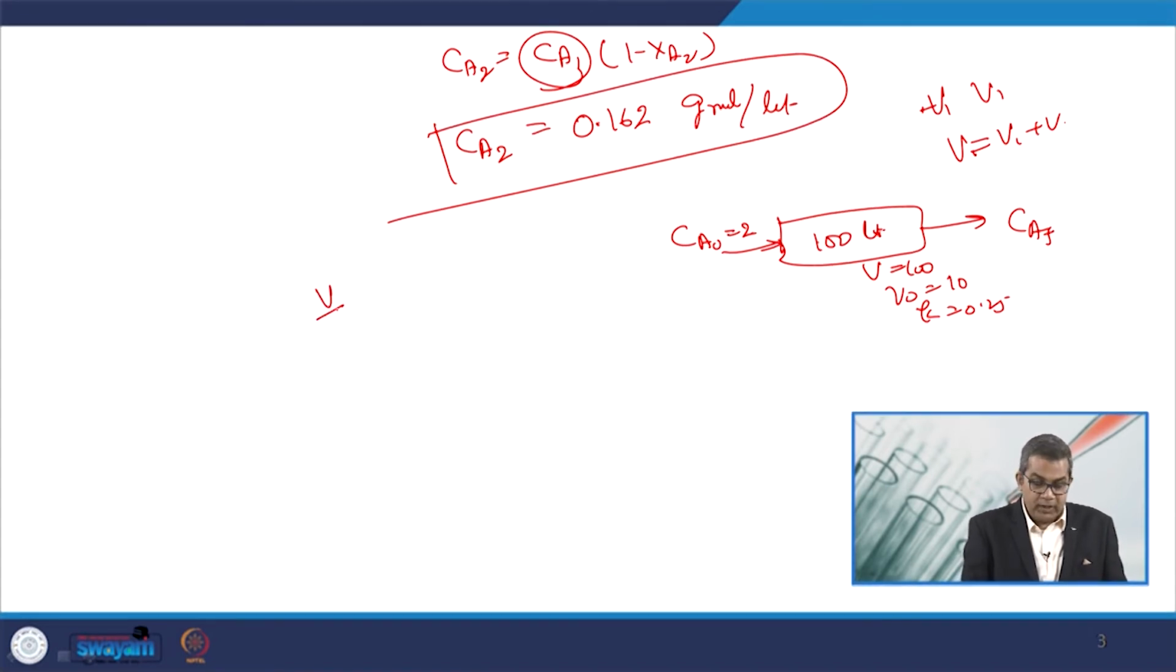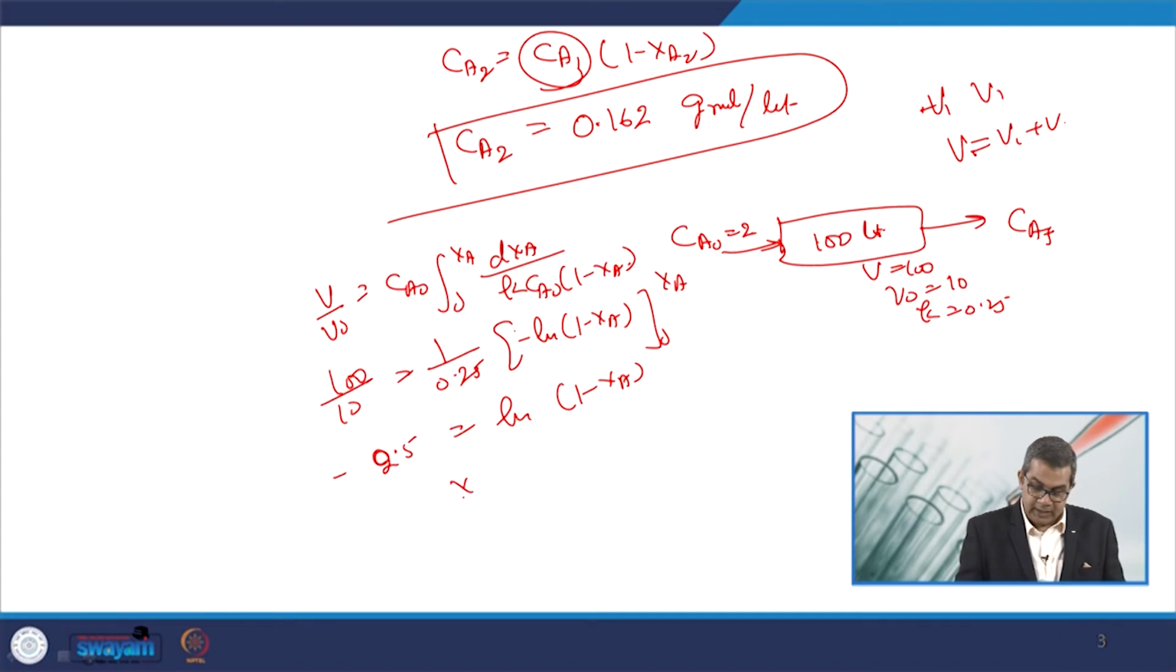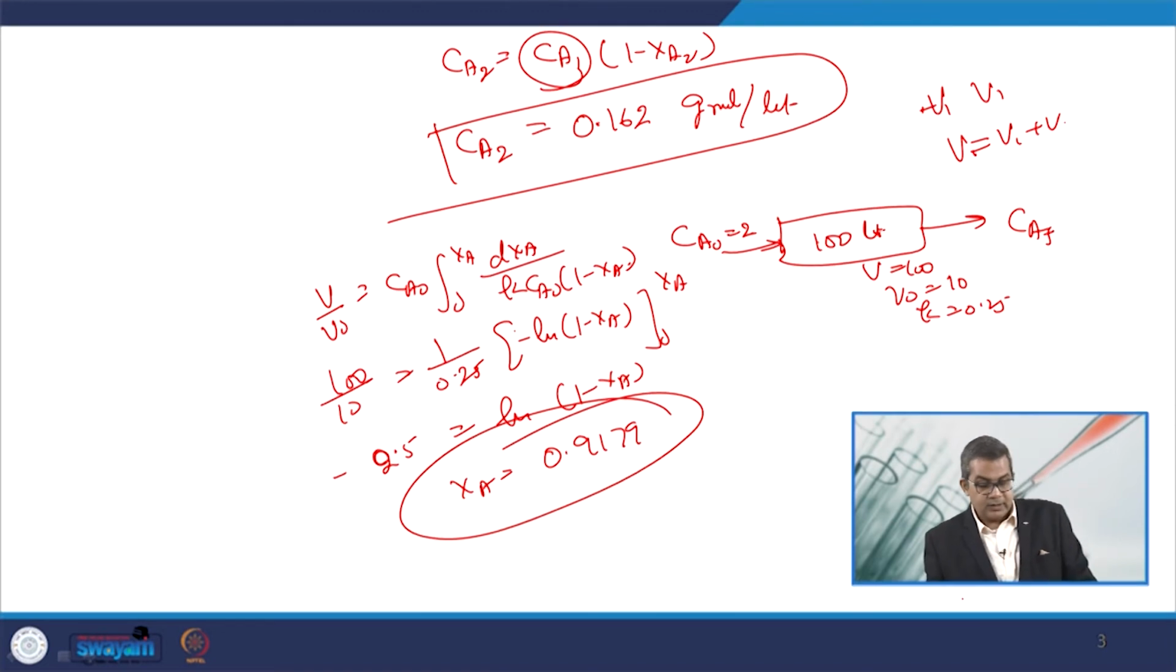Now, if we write V upon V naught is equal to integral from 0 to XA of CA naught dXA upon K CA naught squared into 1 minus XA squared, or 100 upon 10 is equal to 1 upon 0.25 into minus ln 1 minus XA from 0 to XA, and if we substitute the values, then minus 2.5 is equal to ln 1 minus XA, then XA is found to be 0.9179. This is the value of XA at the exit.